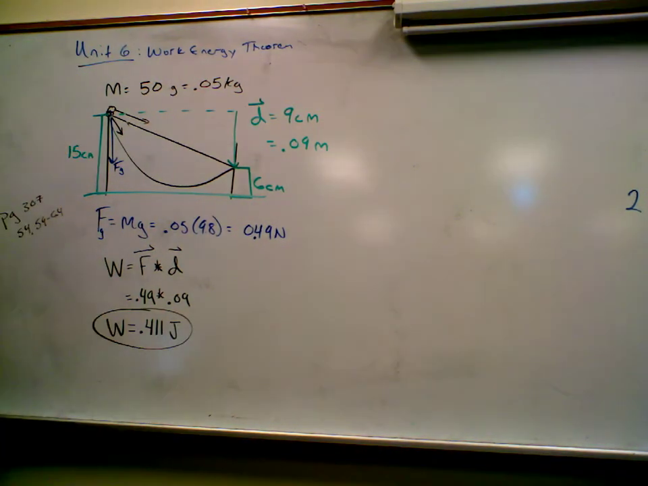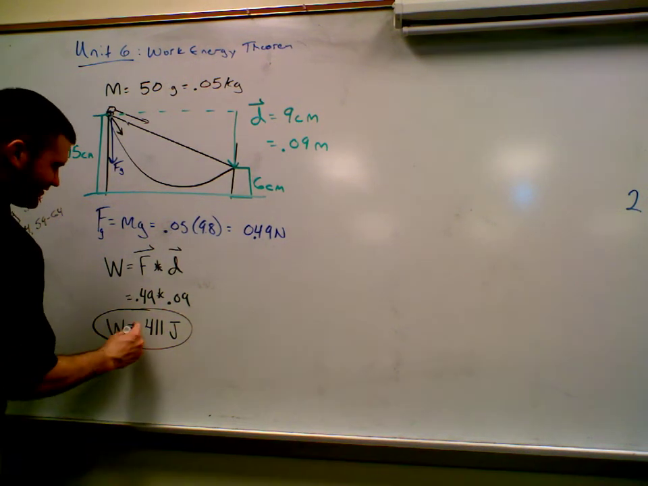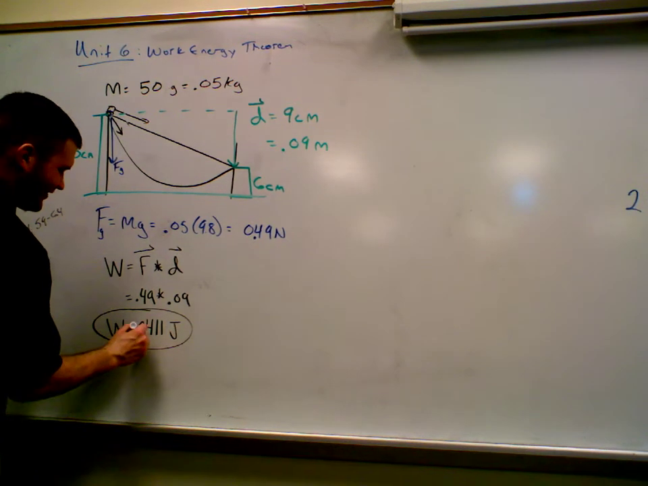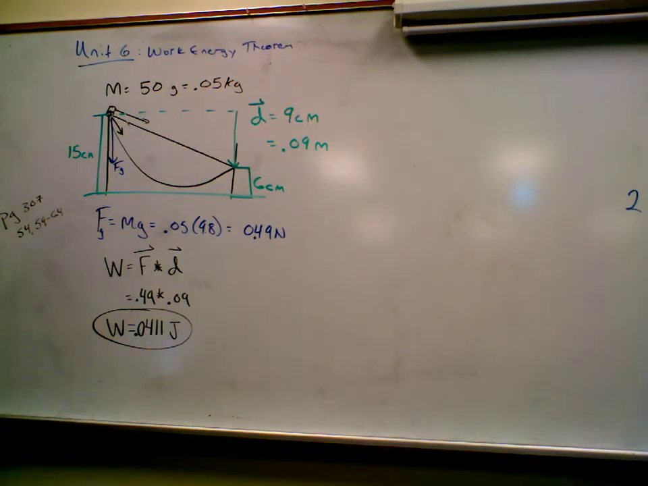Rex, your calculator's right in front of you. Okay, 44.1. So 0.0441? Yes. There we go. Okay, there you go. 0.0441 joules.